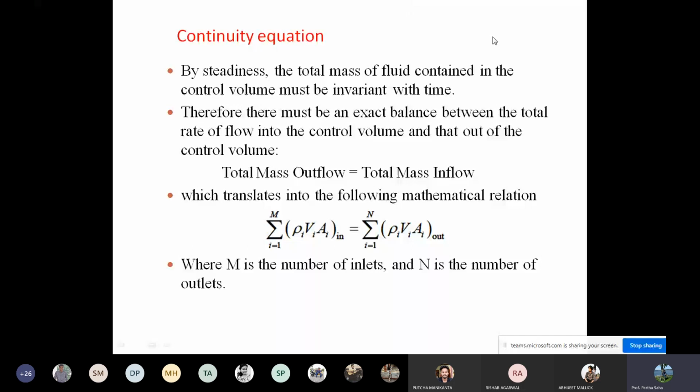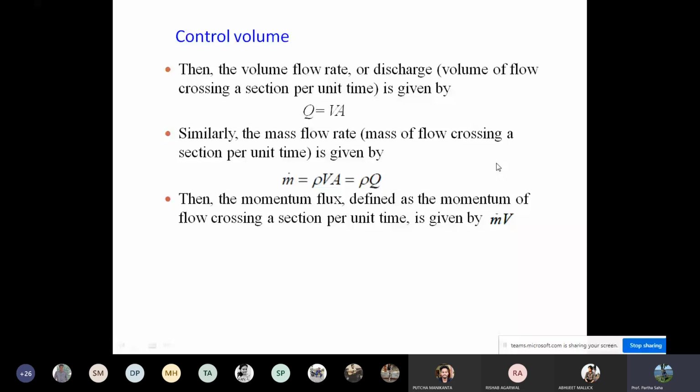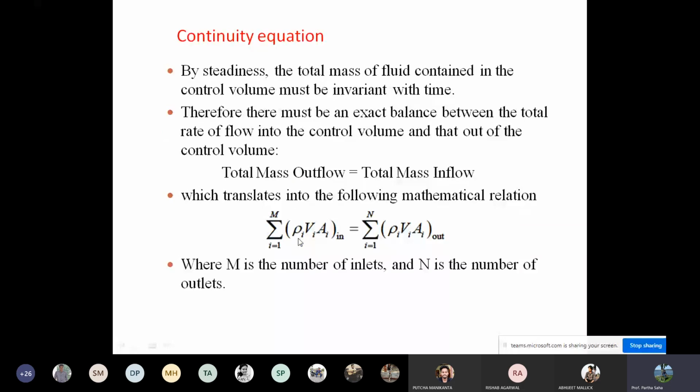Now what is mass flow rate? Mass flow rate is rho V A, as you see. So, translated into the following mathematical expression: rho_i V_i A_i at the inlet and rho_i V_i A_i at the outlet, because we are considering conservation of mass and we have already considered that the control volume is invariant with time. Here m is the number of inlets and n is the number of outlets. If there are 2 inlets, m will be 2; if there are 3 outlets, n will be 3. Like that we are going to solve.